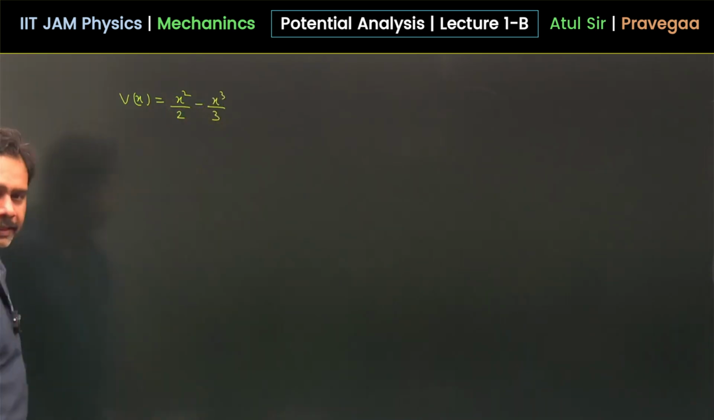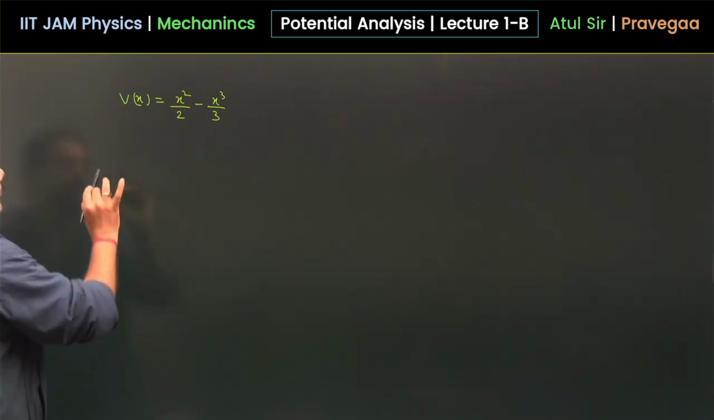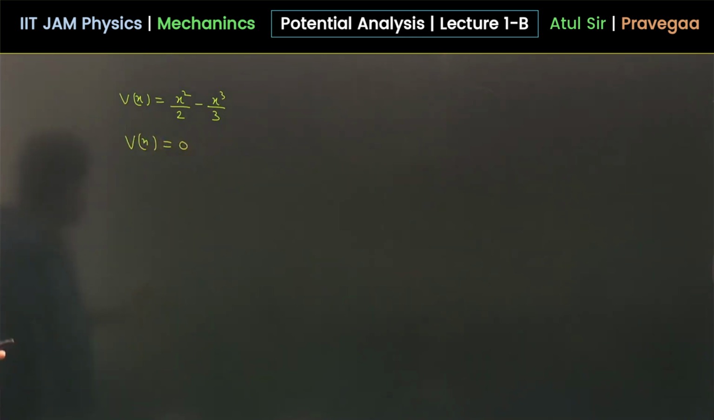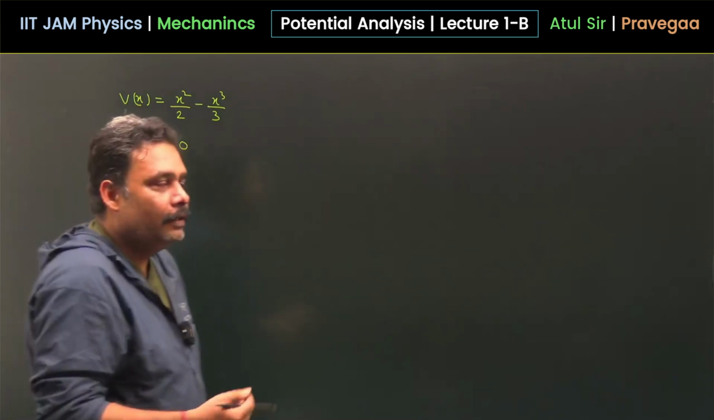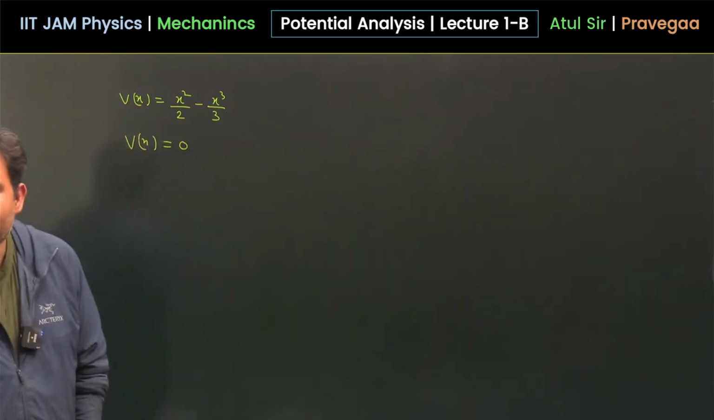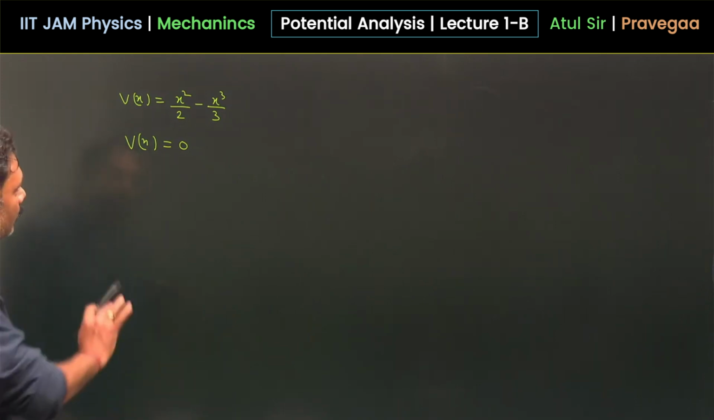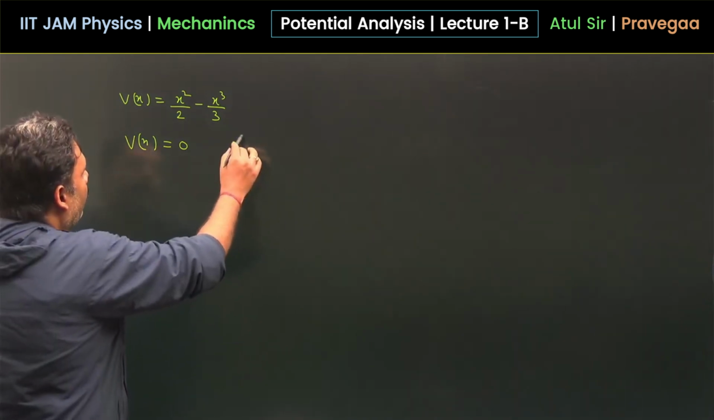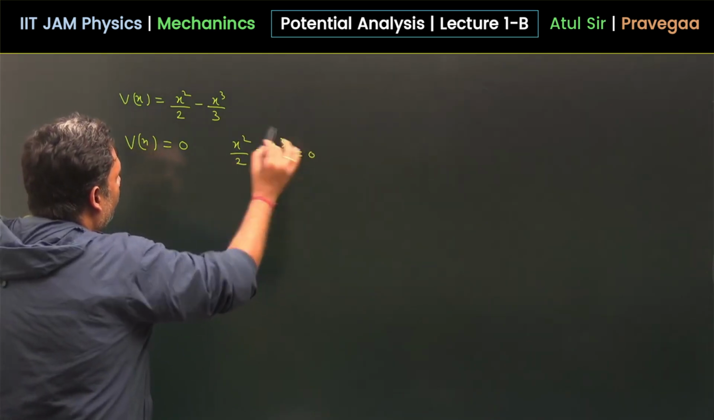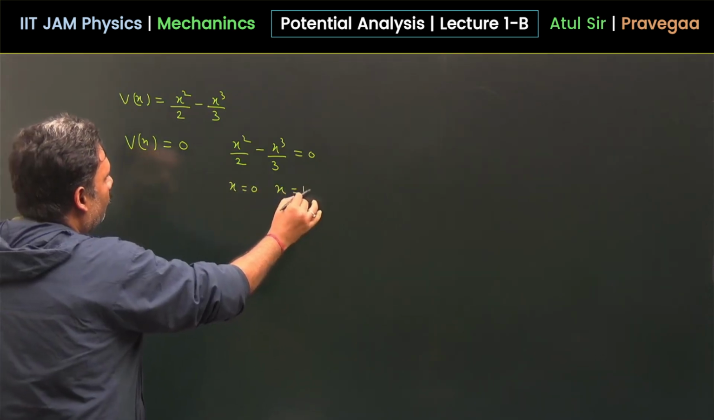Okay, and first thing you have to choose where is your potential is going to 0. That means you have to find at which point your potential is going to be 0. किस पॉइंट पर आपका पोटेंशियल 0 है. So you have to just find this particular point. So from here you have x square by 2 minus x cube by 3. Your potential is going to 0. So that value is x is equal to 1 and x is equal to 1.5.